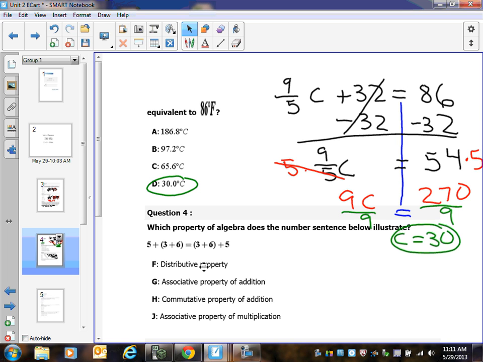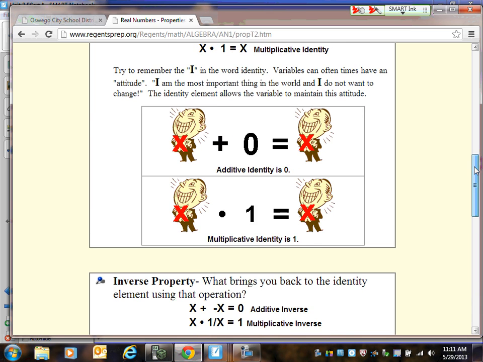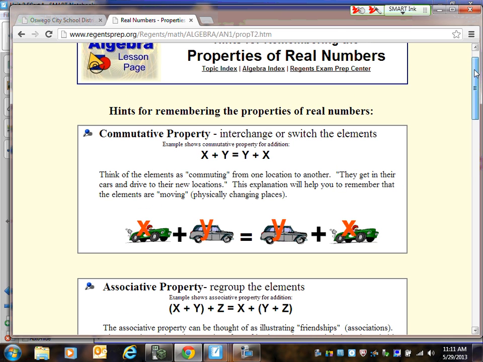So this one, the actual answer is choice H. And again, this website, regentsprep.org, is a great illustration for trying to remember the difference between associative and commutative. Really like that website.